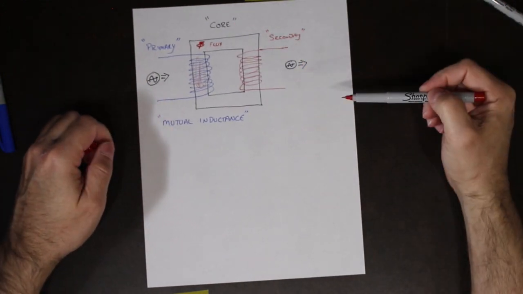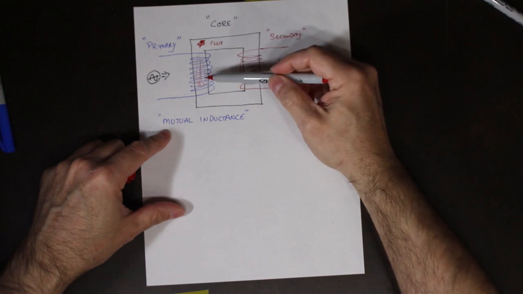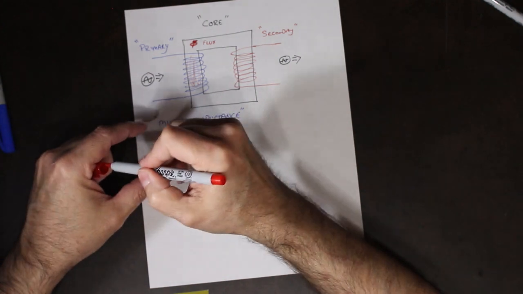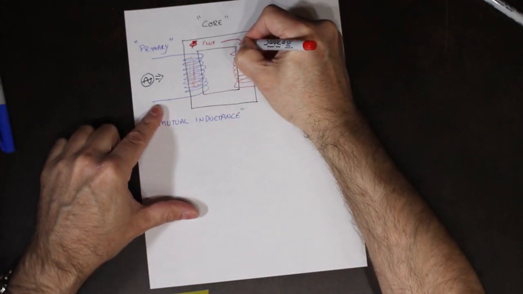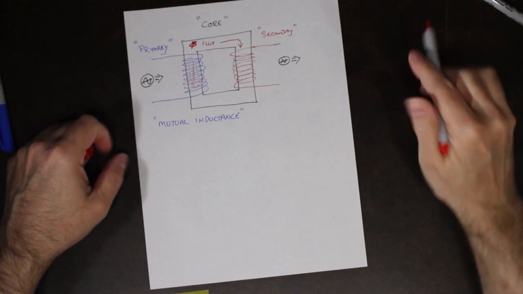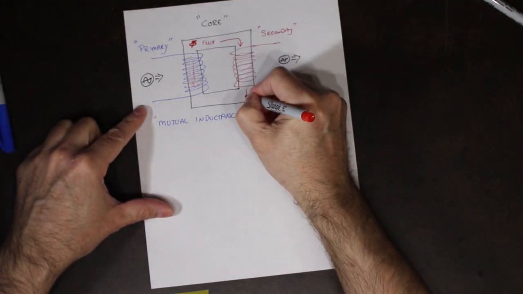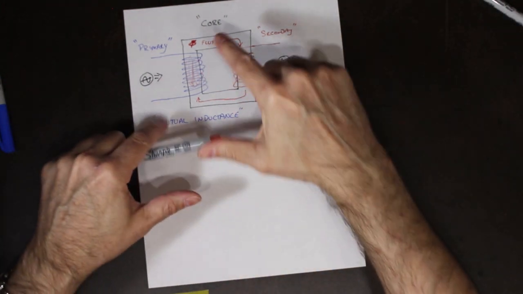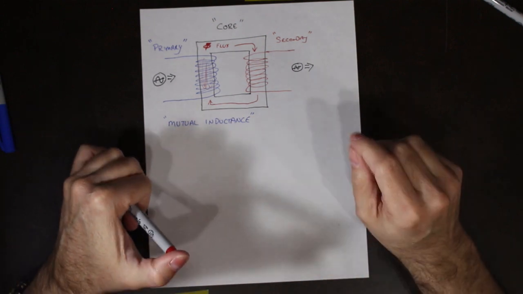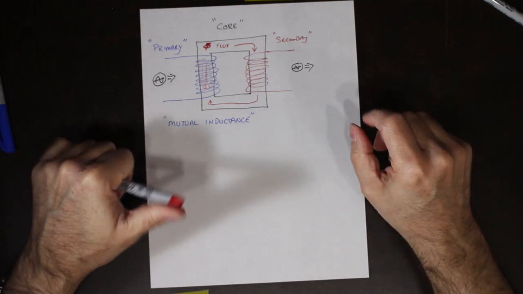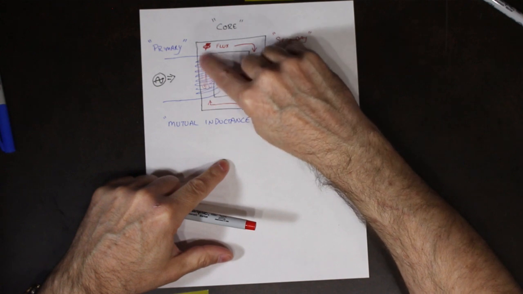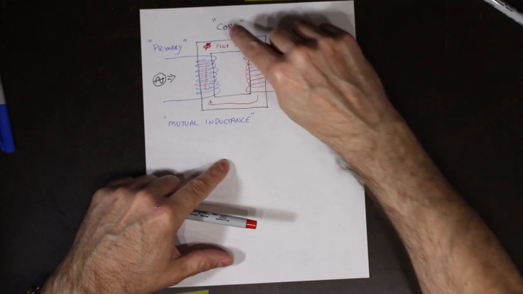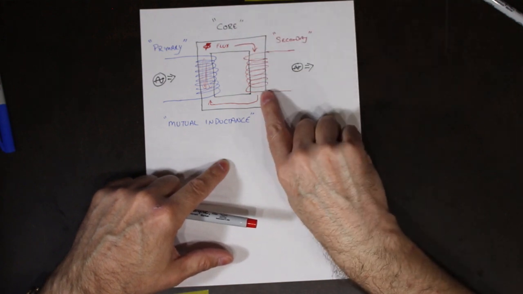The job of the core is to direct the flux from the primary side, which is creating it, into the secondary side. So basically, the flux flows through the core. So again, the job of the core of the transformer is to be able to direct the flux, the flow of the magnetic field. So the magnetic field from this coil here is then directed through the core and down the center of this other coil.